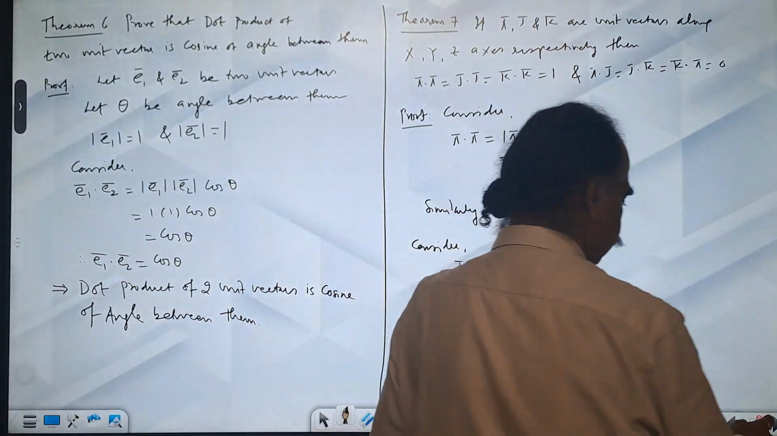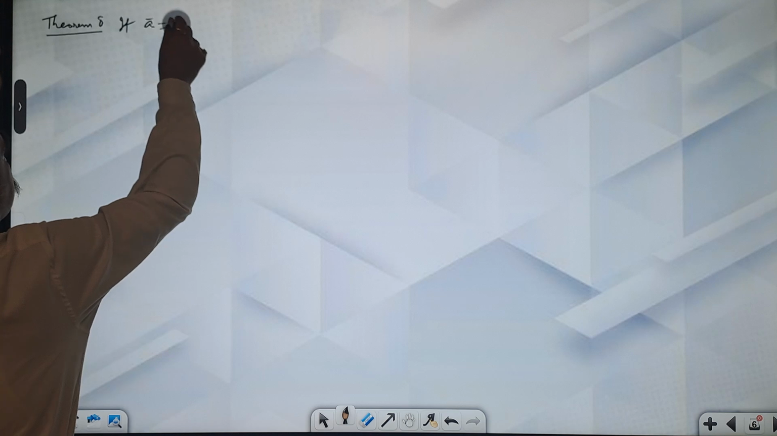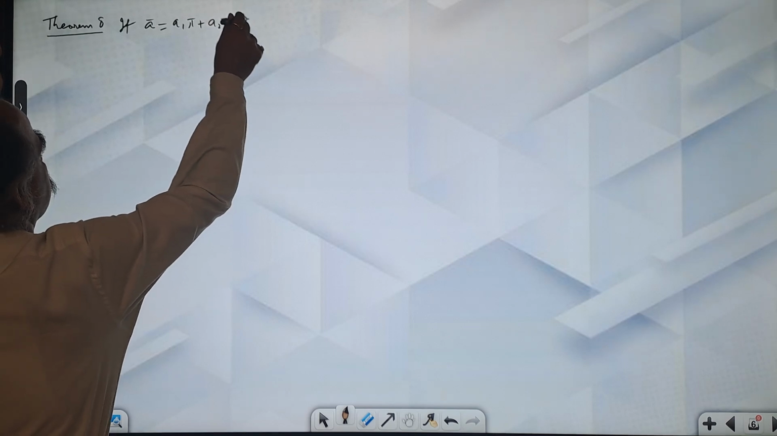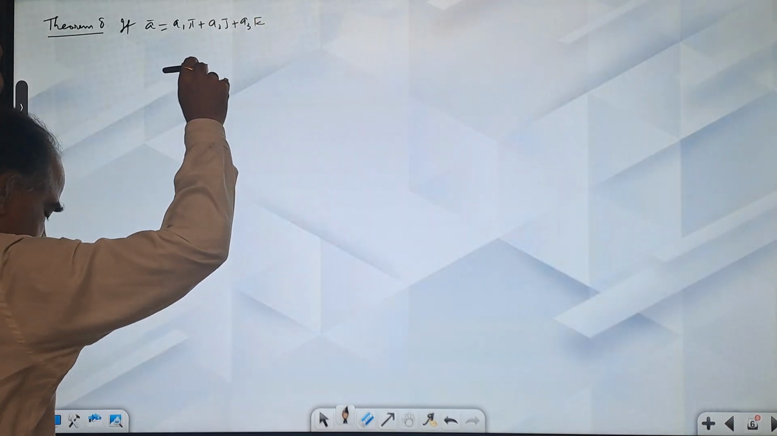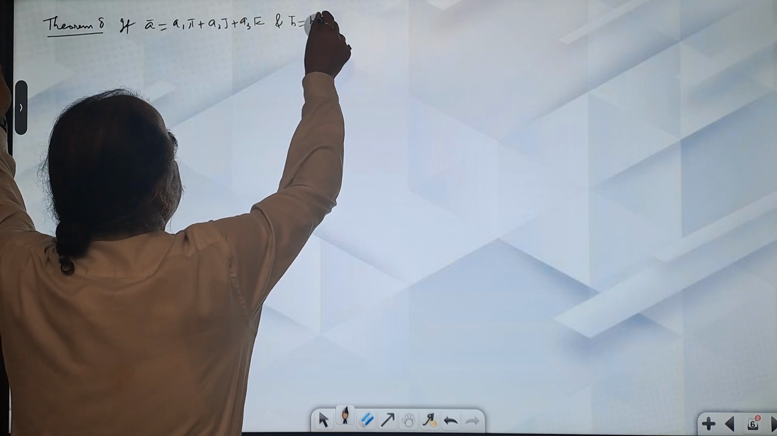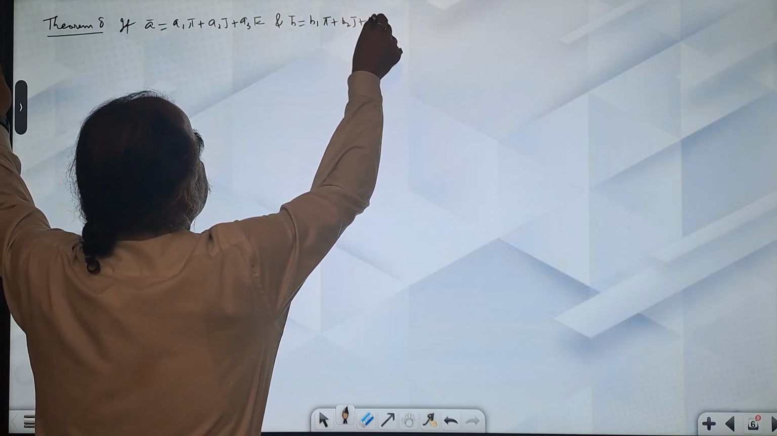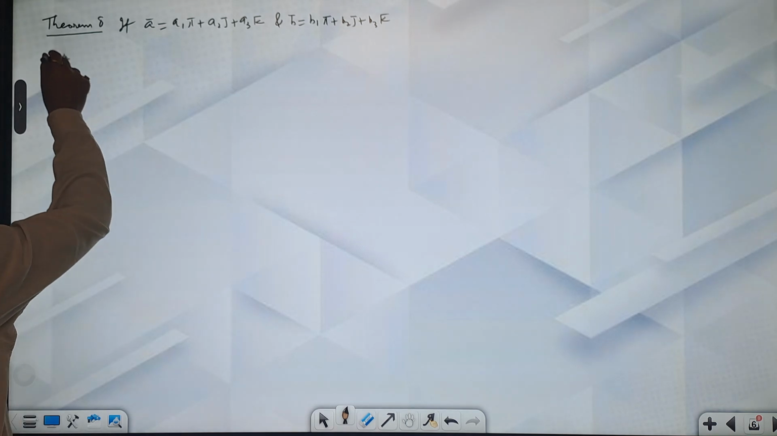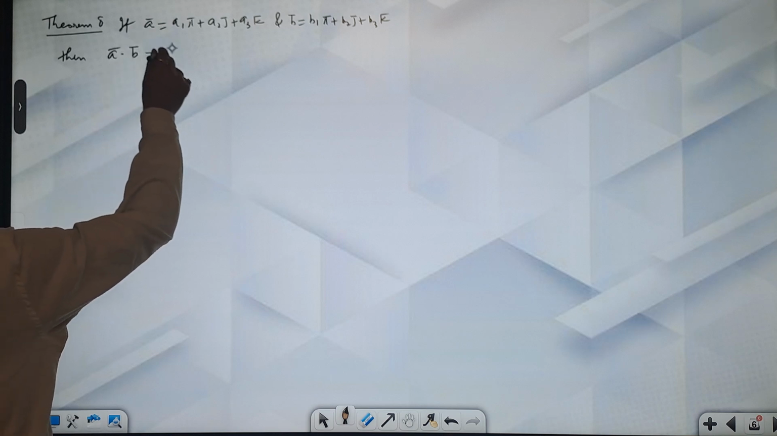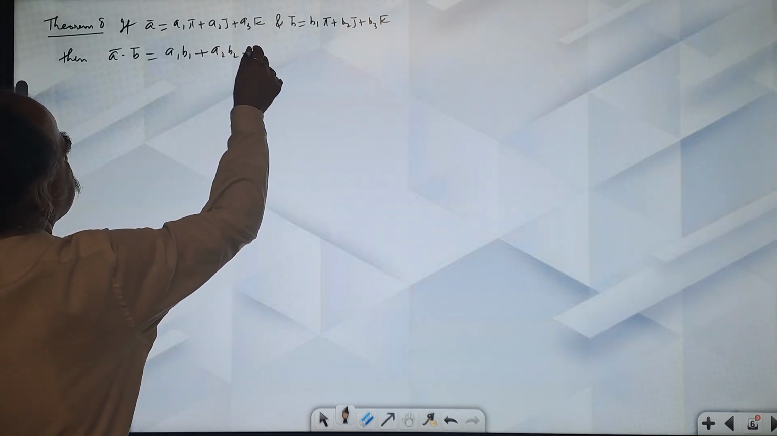Theorem number 8: if A bar is equal to A1 i plus A2 j plus A3 k and B bar is equal to B1 i plus B2 j plus B3 k, then A bar dot B bar is what? A1 B1 plus A2 B2 plus A3 B3.